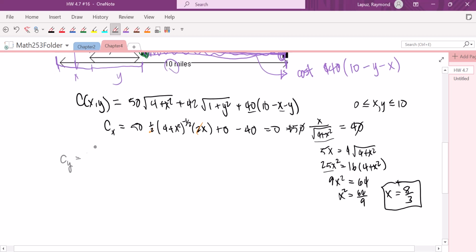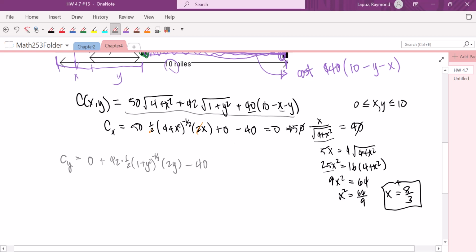C sub y is the derivative of the function with respect to y. And we can start off by setting this equal to 0 because there's no y's in there. And then we have a 42, and then a 1/2, 1 plus y squared to the negative 1/2 times the derivative of the inside, which is 2y. And this is 400, the derivative of that is 0. Negative 40x, derivative of that is 0.